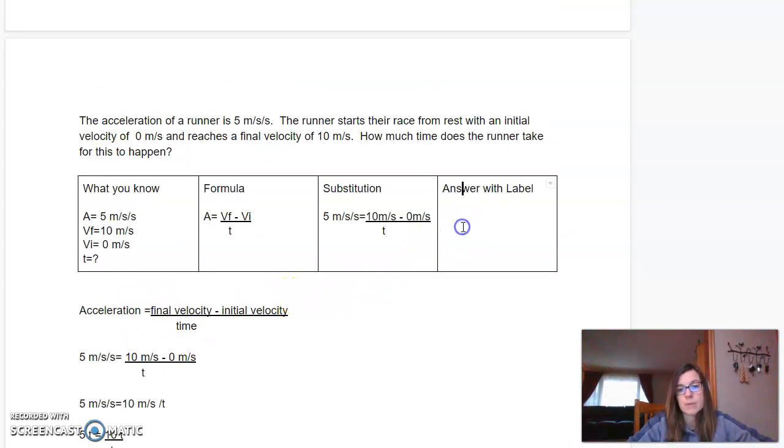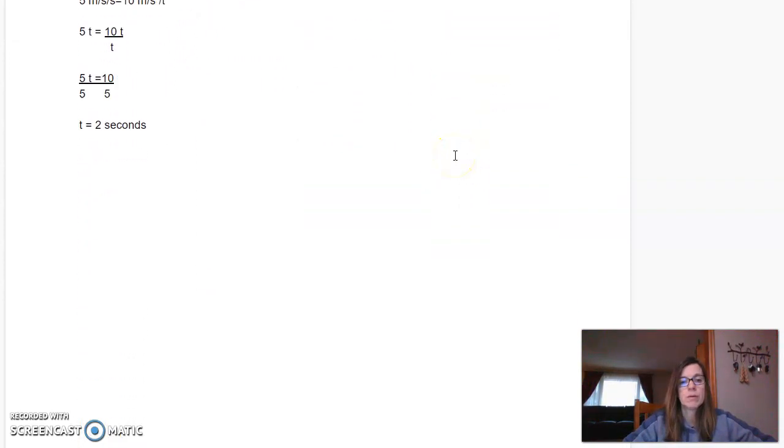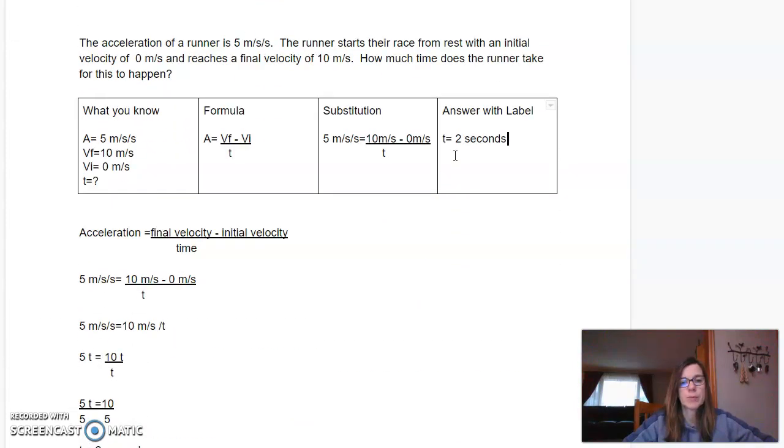So we could go back up to the top here in our chart and say t equals 2 seconds. Okay. All right. So that is our first problem.